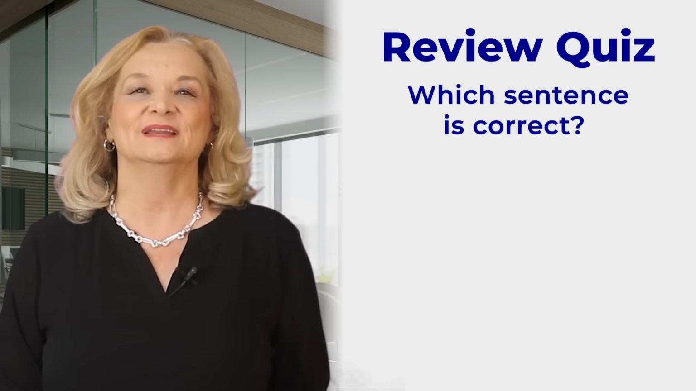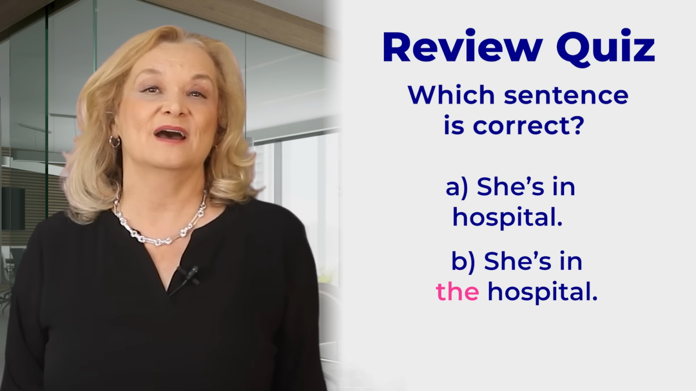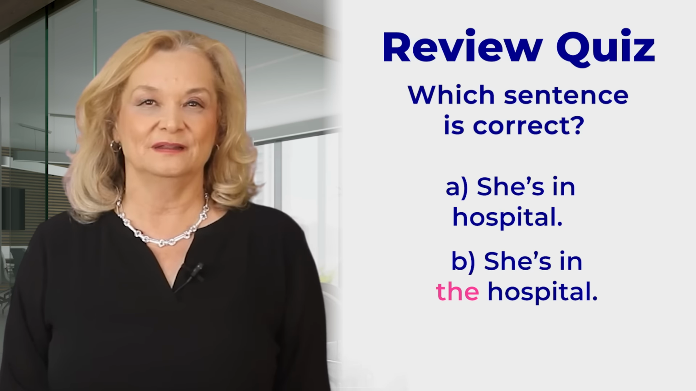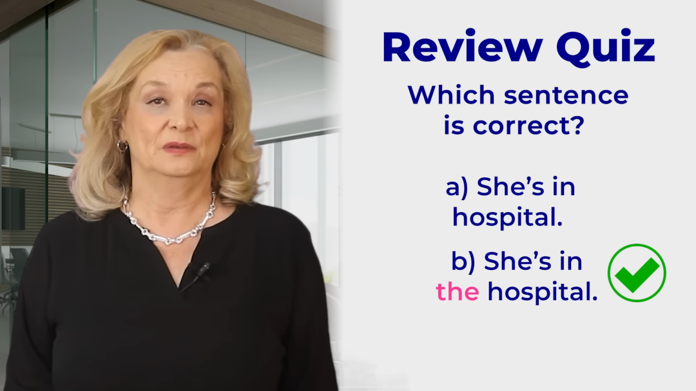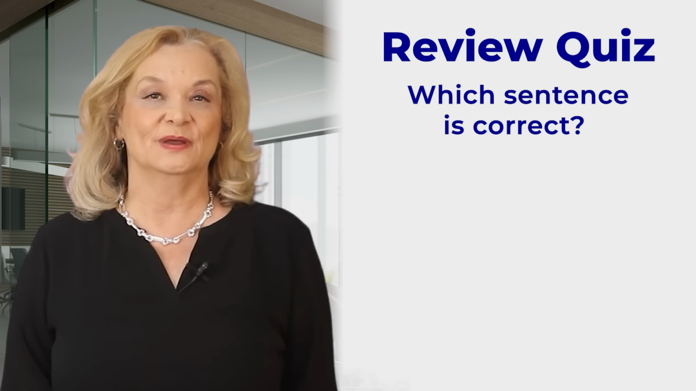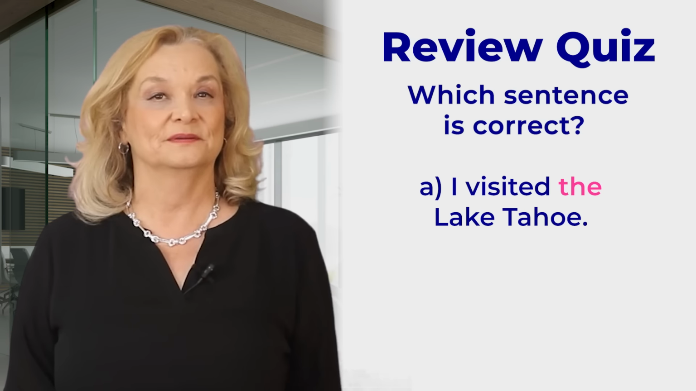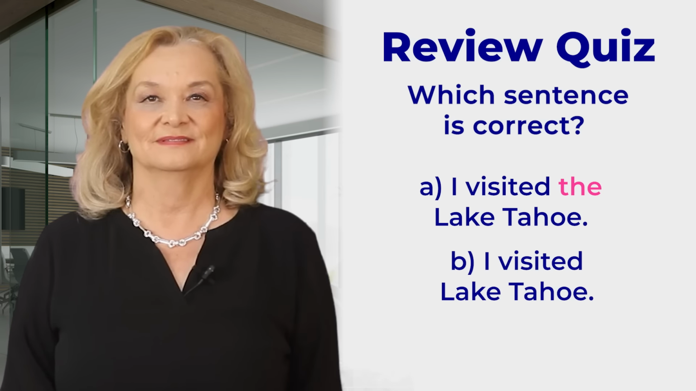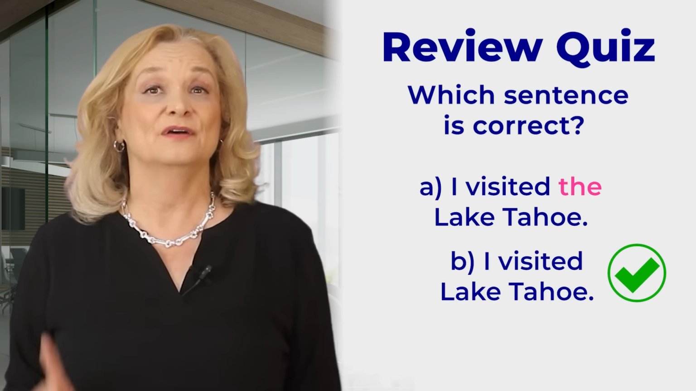Which one is American English? A, she's in hospital, or B, she's in the hospital. In American English, we use the with hospital. She's in the hospital. In British English, they say she's in hospital. How about this one? A, I visited the Lake Tahoe. B, I visited Lake Tahoe. The correct answer is B. I visited Lake Tahoe. No the for lakes.